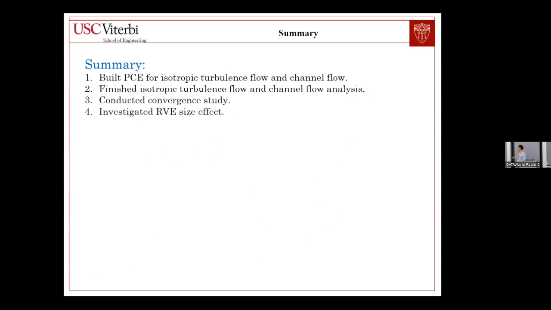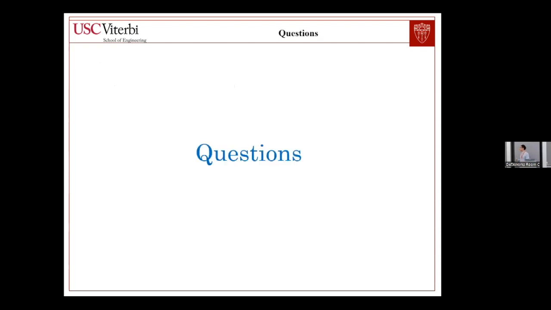To give you a summary, we build a PCE surrogate model for this fluid problem, which is very high dimensional. We build the surrogate model by dimension reduction, using Karhunen-Loeve expansion, and then we build a surrogate model by polynomial chaos expansion. If you have any questions, please feel free to ask.